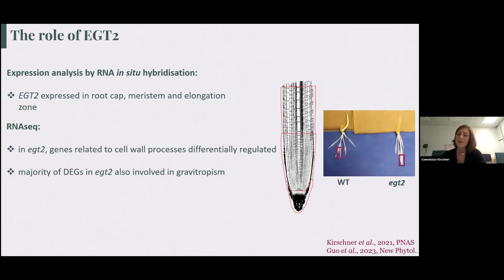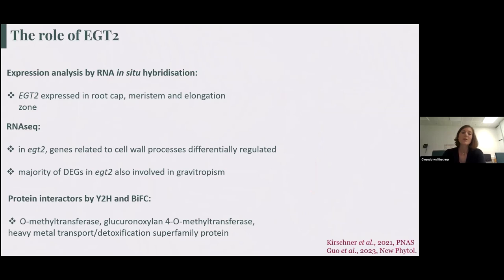We then used RNA sequencing of those exact zones, the root cap, the meristem, and the elongation zone, and found, most strikingly, that genes related to cell wall processes were differentially regulated in the EGT2 mutant, and that the majority of differentially expressed genes in EGT2 were also involved in gravitropism that we've looked at in a different experiment. We also looked at protein interactions by yeast two-hybrid screening and bimolecular fluorescence complementation, and found some methyltransferases and a heavy metal transport protein as interactors.